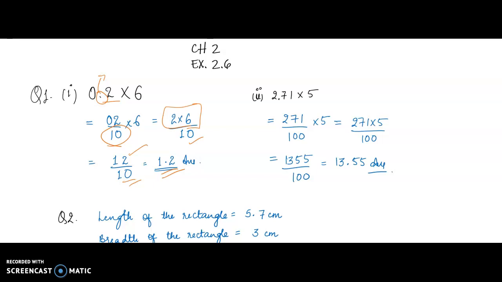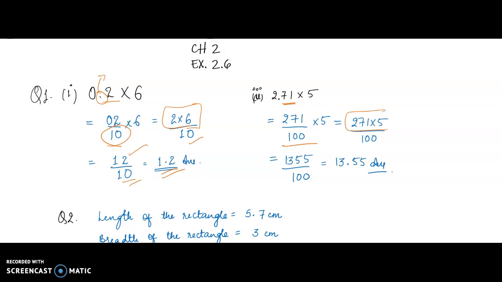You can check part 3 also. In part 3 it's written 2.71 is to be multiplied with 5. Now 2.71, after the decimal, see how many digits are there? 2 digits. So I am putting 100 in the denominator part.